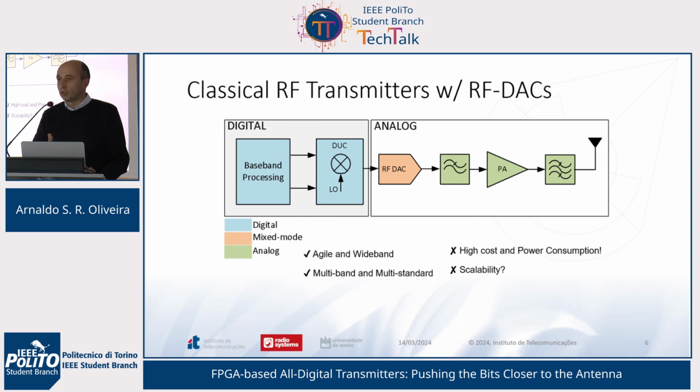We have integrated solutions based on this approach with, I would say, 8 or 16 DACs, but how it would scale to a large number of elements in order to cope with massive MIMO systems is something that still needs to be proved. So this is the summary of the classical RF transmitters, first with DACs at the baseband and then at RF.